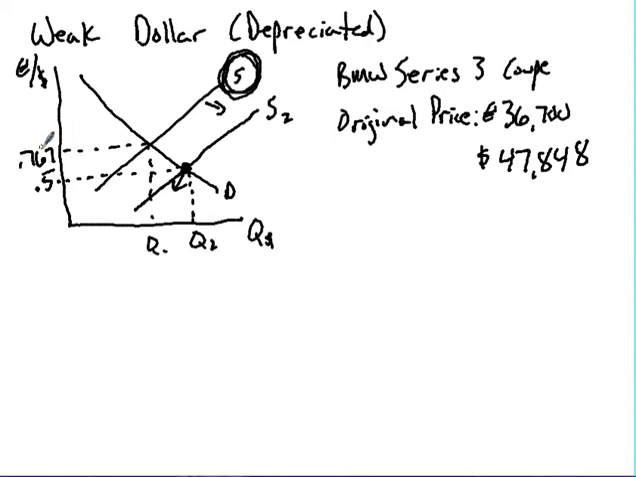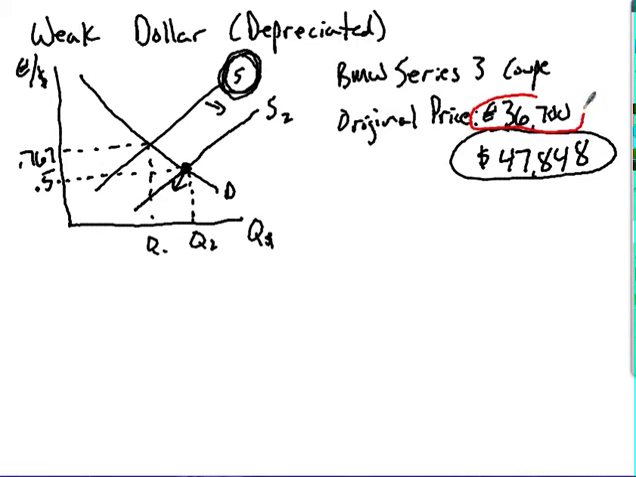This would be a huge deal. But anyway, keep it simple, right? So if we're at half a euro per dollar, now we want to say at $47,848, if we get this new conversion, how much will this thing cost now? And remember, it was 36,700 euros.